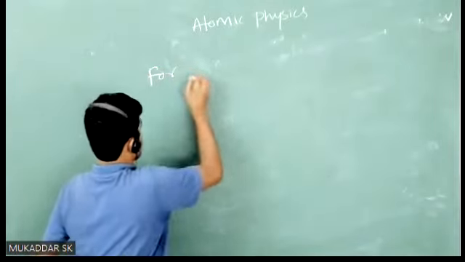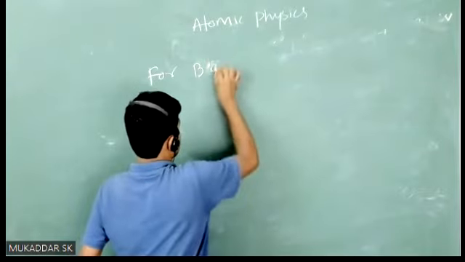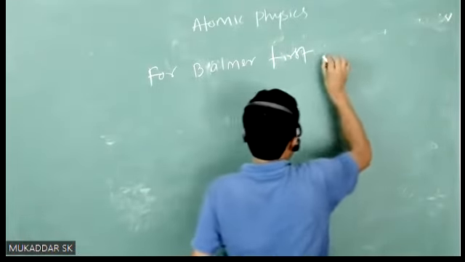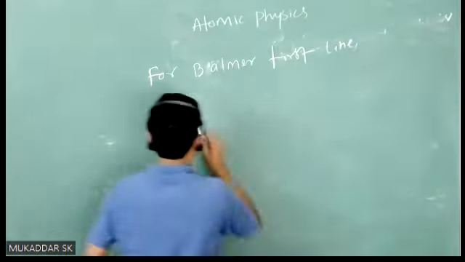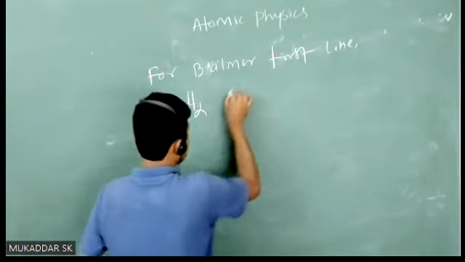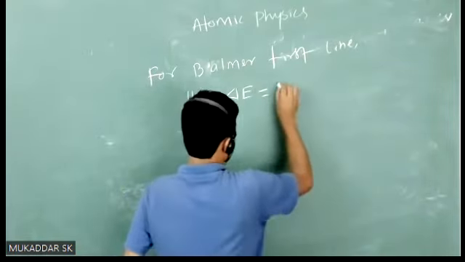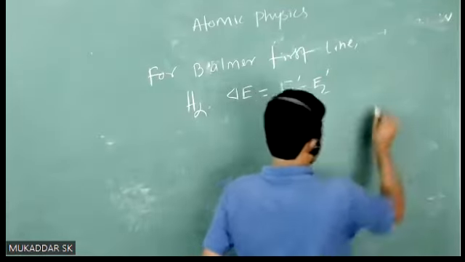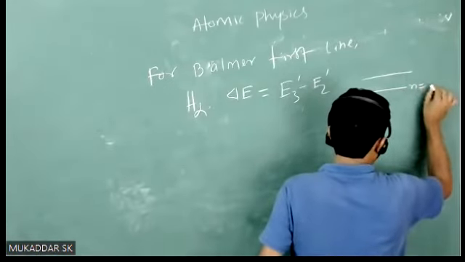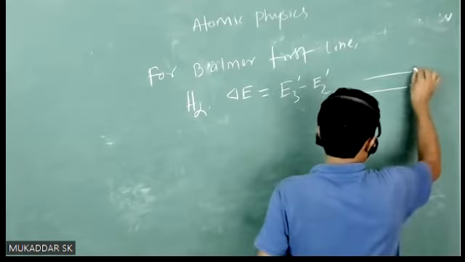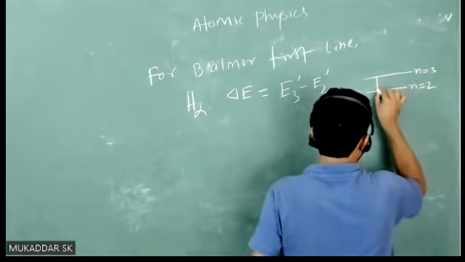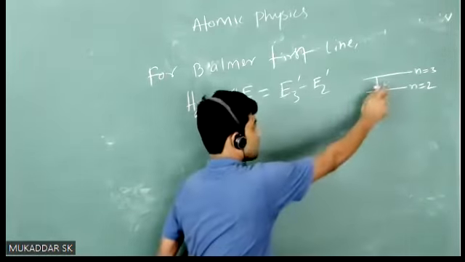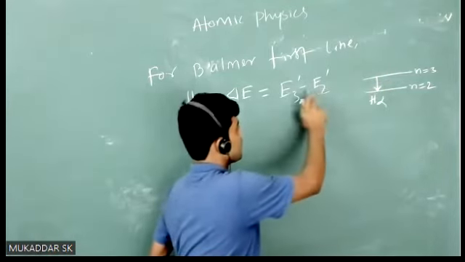For the Balmer first line, it is denoted as H alpha, and that energy ΔE will be nothing but E3 minus E2, right? And that is actually the first Balmer line. Because for a Balmer line, the final state is always 2, and if the initial state is 3 and it makes that transition, that is the first Balmer line, alpha. So the energy of the emitted photon for the Balmer alpha line will be just E3 minus E2.